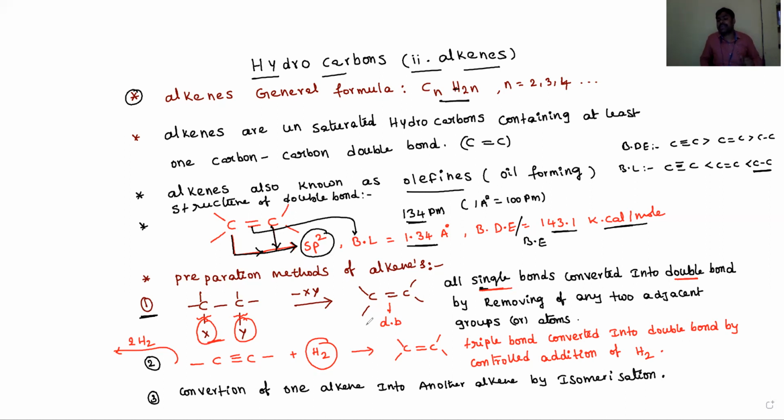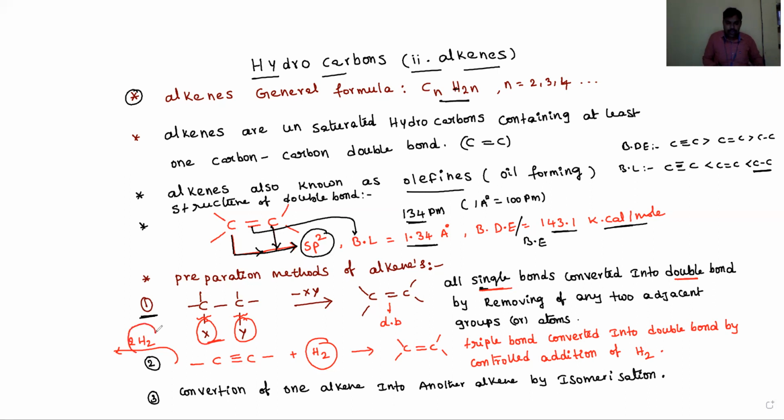There are two important reducing agents. One is Lindlar's catalyst, the second one is Birch reduction. In Lindlar's reduction, if you use this reducing agent, we will get cis alkenes as the products. In the case of Birch reduction, sodium or lithium in the presence of liquid ammonia is used, and the triple bond is converted into a double bond. Especially, it gives trans alkenes as the product.